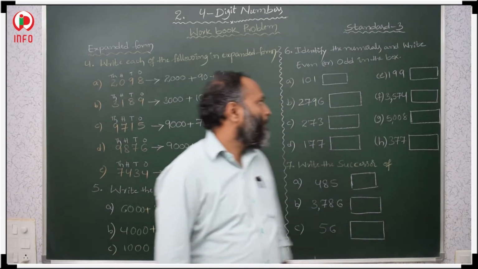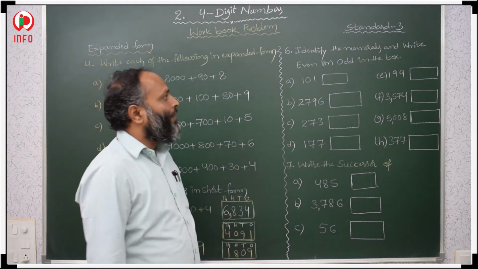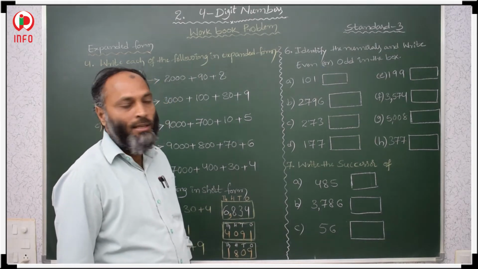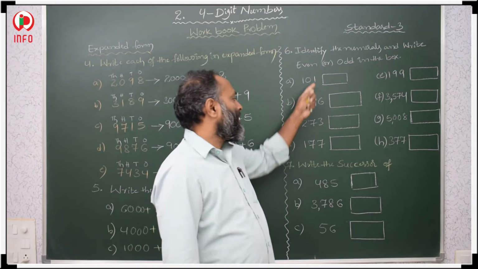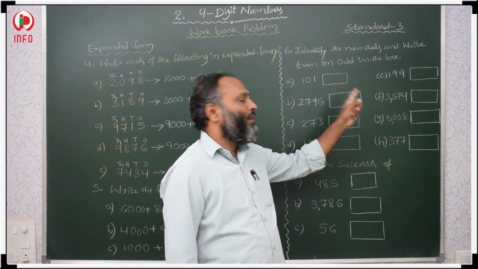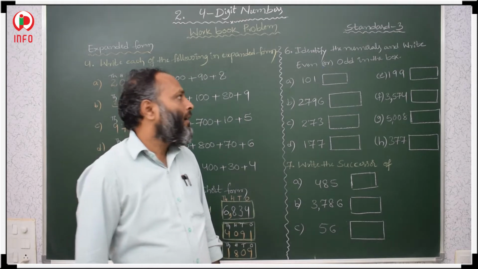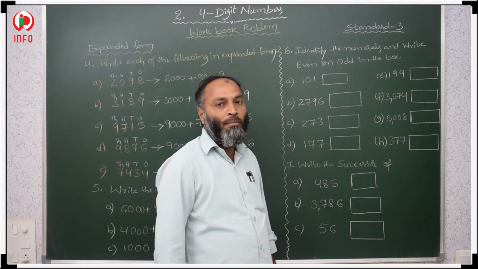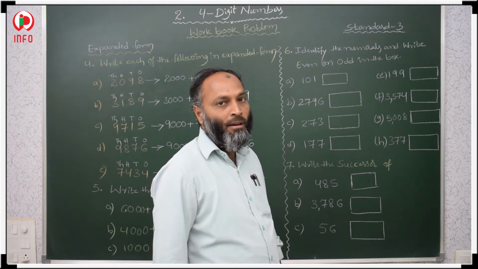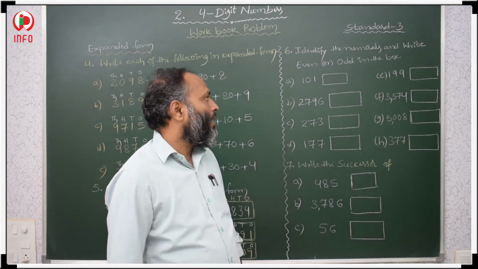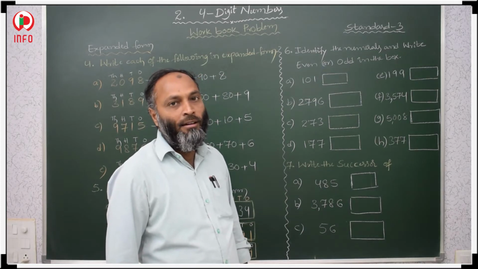Now, the next question: identify the numerals and write even or odd in the box. Here some questions are given, 1, 2, 3, 4, 5, 6, 7, 8 problems. For these problems we have to say whether it is an even number or an odd number. So how do we say that a number is even or odd?